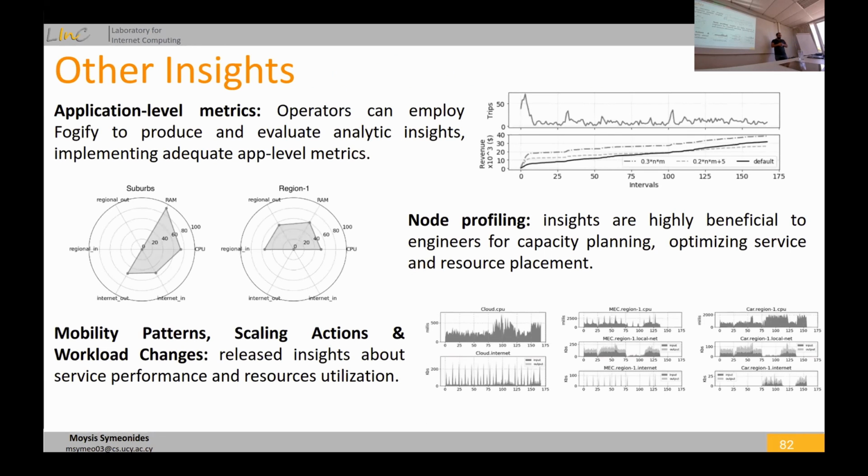Except for this example, we also have other use cases in our paper. First of all, we highlighted how high-level metrics help operators to evaluate their applications. We illustrate how node profiling is highly beneficial for capacity planning. And also, we had scenarios for mobility patterns, scaling actions, workload alterations, and how these actions influence the performance.